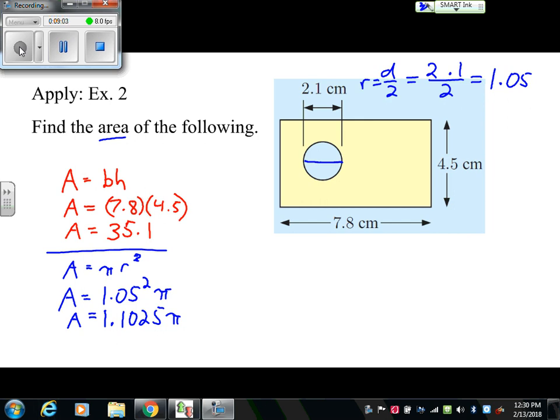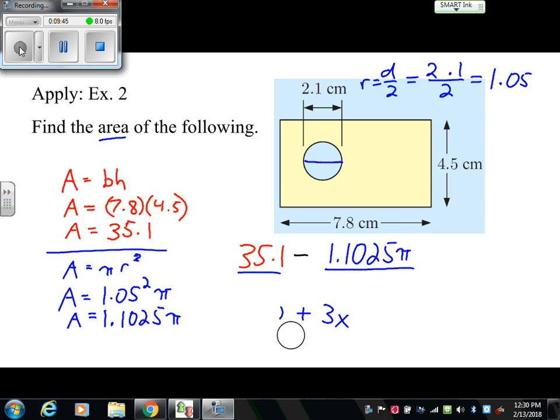So I'm going to start with the area of my rectangle, which we had in red, which was 35.1. And now I'm going to subtract the area of my circle, which is 1.1025 pi. Now, can I go in my calculator and simply do 35.1 minus 1.1025 and then slap a pi back on at the end? And the answer is no, because this 35.1 does not have any pi's involved, whereas this number, the 1.1025 pi, does. So we'd say they're not like terms, just in the same way that if I had 2 plus 3x, I could not combine those because they're not like terms. I don't know what x is.